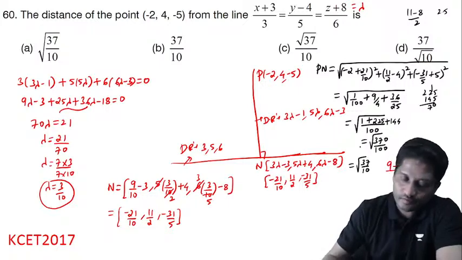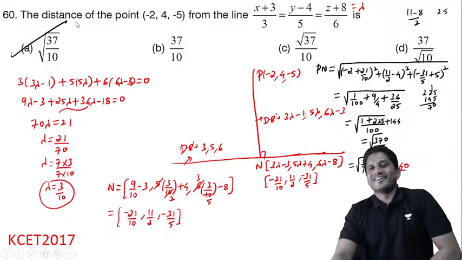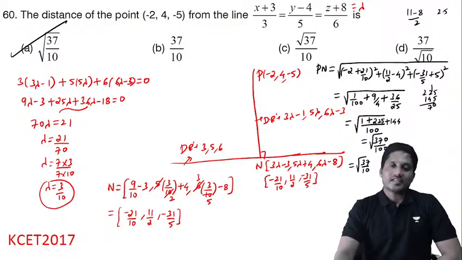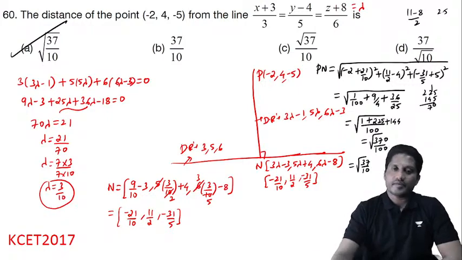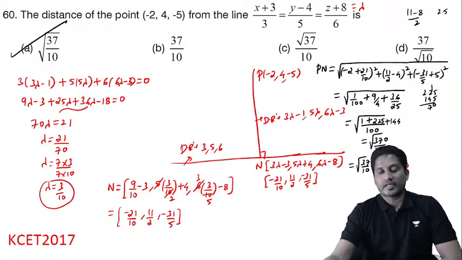Okay, answer is option A. Very challenging question, guys. Actually, this was asked in the KCET 2017 paper only. Distance of a point from the line. Usually in JEE Main they ask the foot of the perpendicular or image of a point with respect to a line. But CBSE students will also study this distance of a point from the line.